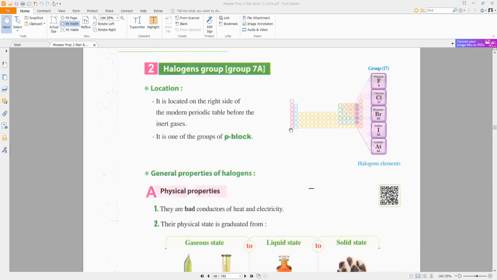The 1A is located in the maximum left side of the table, but halogen 7A or 17 group is located in the right side, not the maximum right side. No, in the right side before the inert gas. The alkali metal is located in the S block, but halogen is located in the P block. Halogen: fluorine, chlorine, bromine, iodine, astatine.